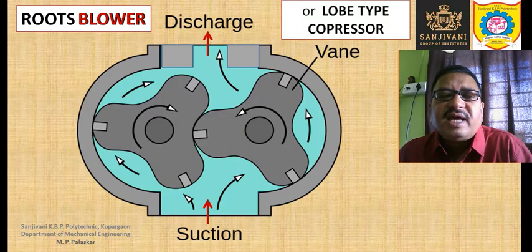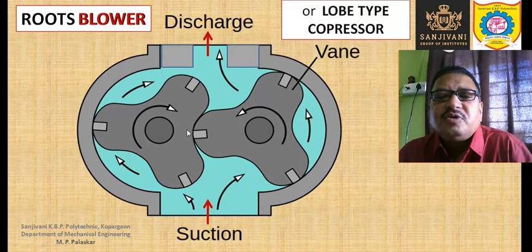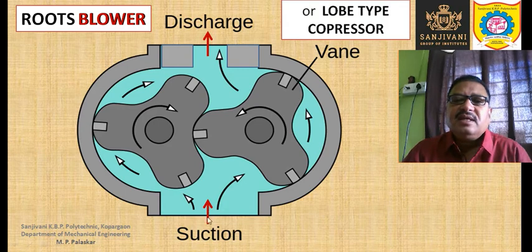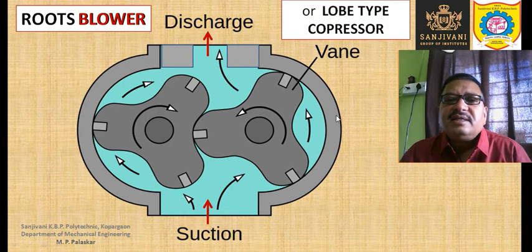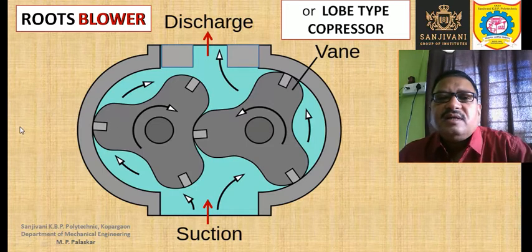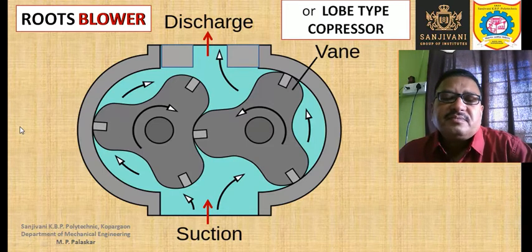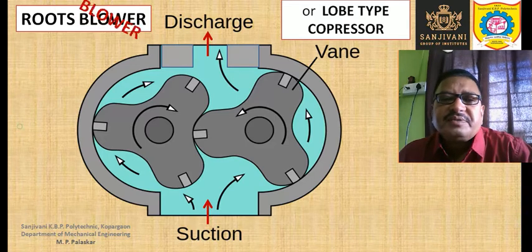So one more figure we are having of the Roots blower or the lobe type compressor. In this figure we see that there are 3 lobes present. We can have even more than 2 lobes, we can have 3 lobes or even more lobes, right? So here you can see that this is the suction, this is the discharge, and this is the casing. This is one rotor, this is another rotor, and each rotor is having 3 lobes, 1, 2, 3. So these are the 3 lobes which are present on each of the rotors.